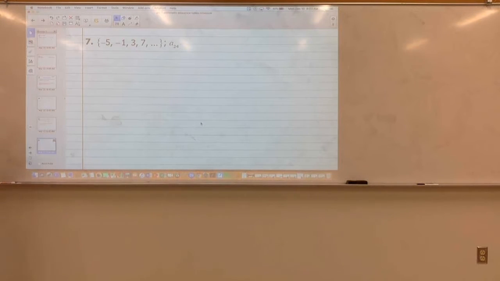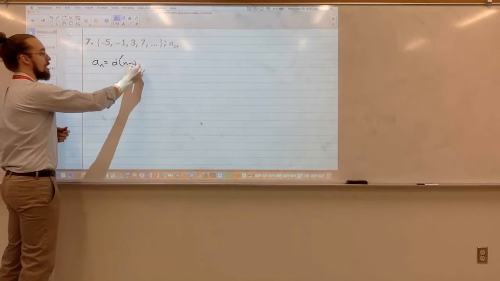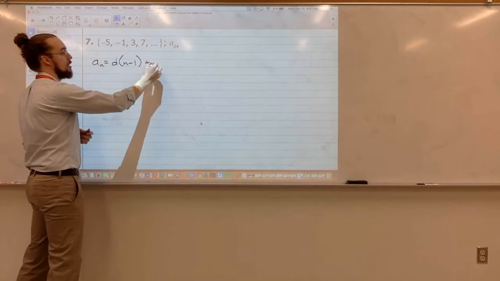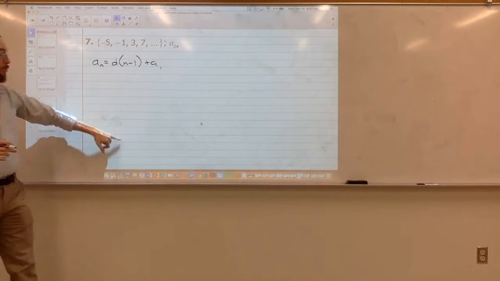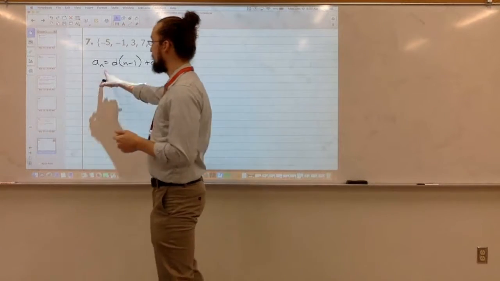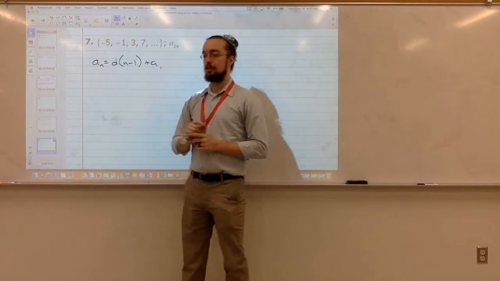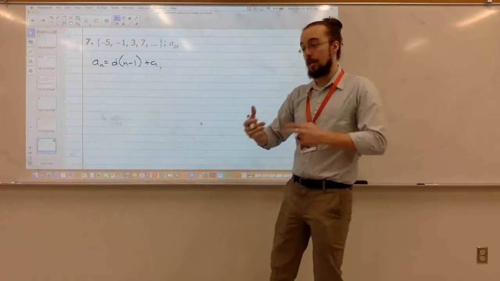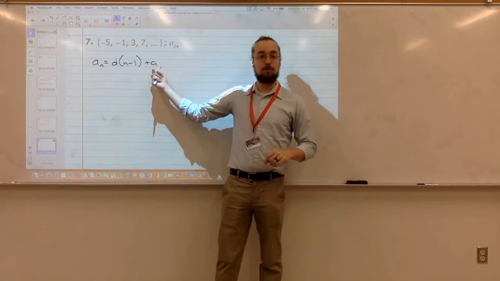So if we think about that rule that we just wrote down, a sub n equals d times (n minus 1) plus a sub 1, we need to think about the different pieces of information we need to write our rule. Whenever we write the rule, I'm always going to leave n as n. I'm going to leave this a sub n here, and I'm going to leave n here. So the two pieces of information I need that should actually be numbers when I write my rule are my common difference and my first term.